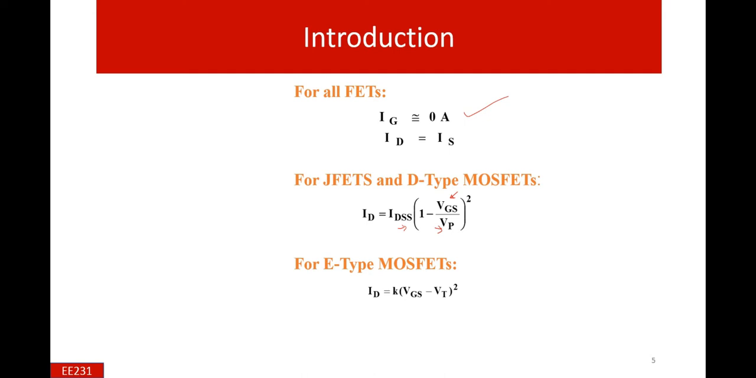For enhancement type, this relation is slightly different. Here the current through the device is equal to the coefficient K times the difference of VGS and the threshold value. This is the minimum value of VGS at which the current starts flowing, and again it is a nonlinear relationship with the control parameter VGS.